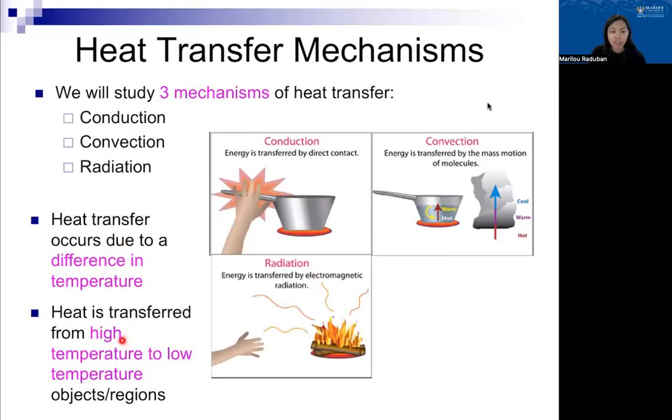And the direction for heat transfer is from the hot object or high temperature object to the cold object or low temperature object. And heat will transfer from hot to cold until the two objects have the same temperature, and we say that they are in thermal equilibrium. Right? So just keep these two concepts in mind, and they will come up often, especially this concept of difference in temperature. Right, so let's start by talking about the first mechanism, conduction.